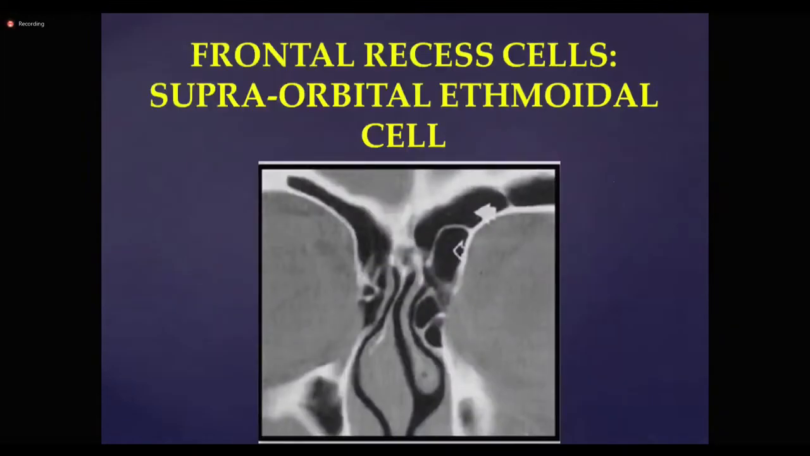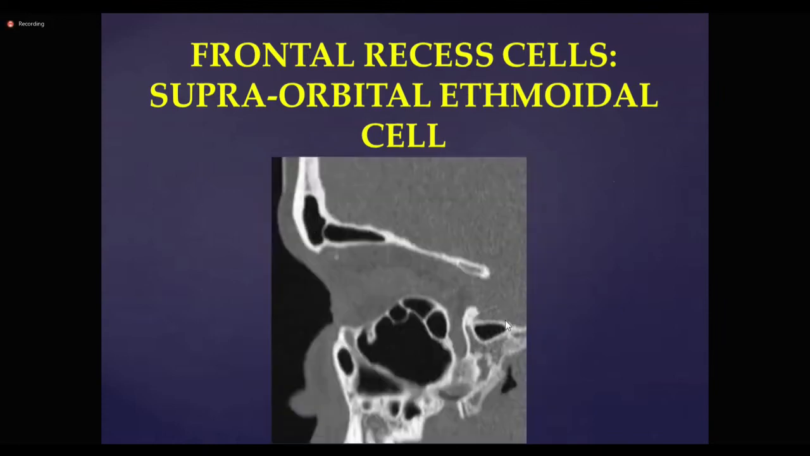You have to be very clearly knowing what cell is attached where. Another is the supraorbital cell we discussed yesterday. See the supraorbital cell going up beyond the orbit, behind the level of the frontal sinus. The frontal sinus is anterior. This is behind the level of the frontal sinus, going above the orbit.